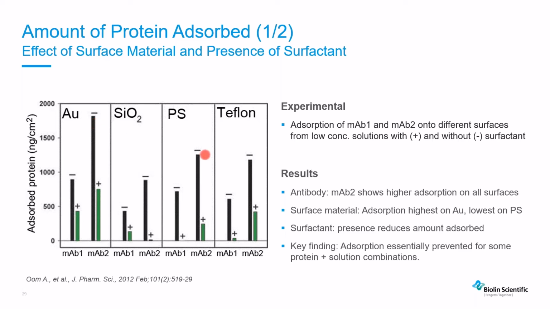And if you add a surfactant, this will clearly also reduce the amount of protein that adsorbs and binds to the surface. So it's a good idea to use this surfactant as a stabilizer. For example, if you use a silicon dioxide surface and antibody 2, and you add the surfactant, basically nothing will stick to the surface. For antibody 1, polystyrene or Teflon is a more favorable material of choice.